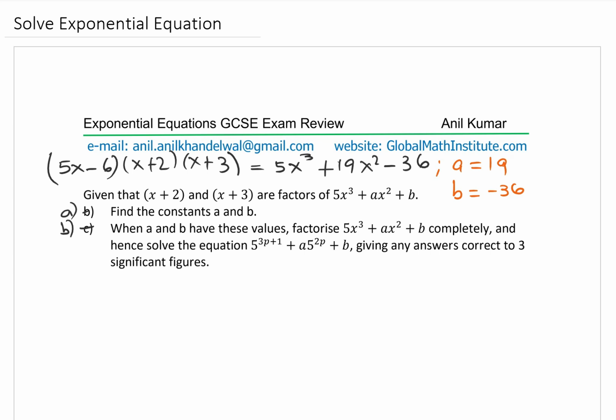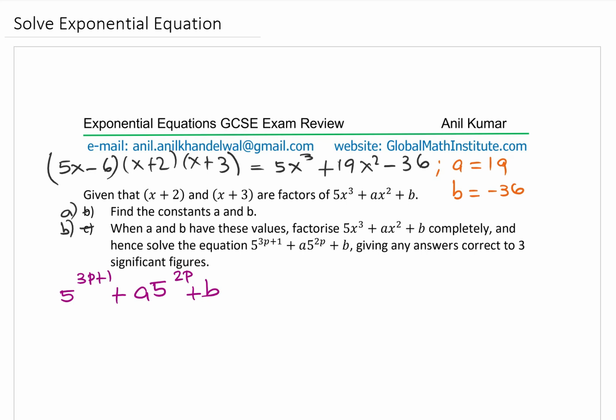Factorize 5x cubed plus a x squared plus b completely and hence solve the given equations. So the equation which we need to now solve is 5 to the power of 3p plus 1 plus a times 5 to the power of 2p plus b, right? This is what we need to factorize.